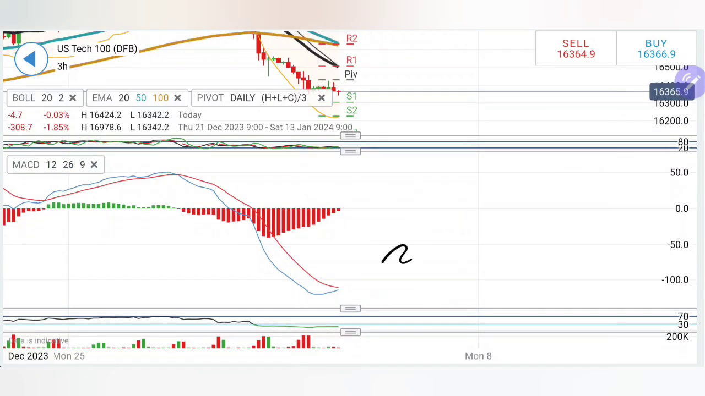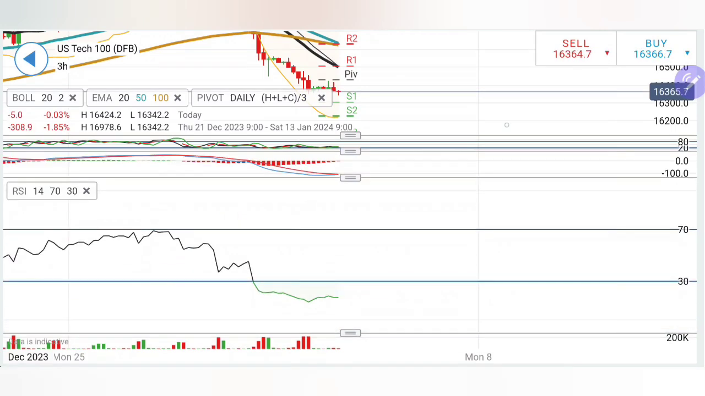Stochastic at bottom, MACD is trying to converge, showing that it can cross over and trade bullish. RSI extremely oversold, it can bounce back.